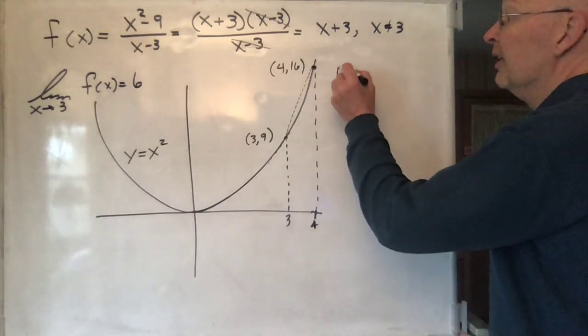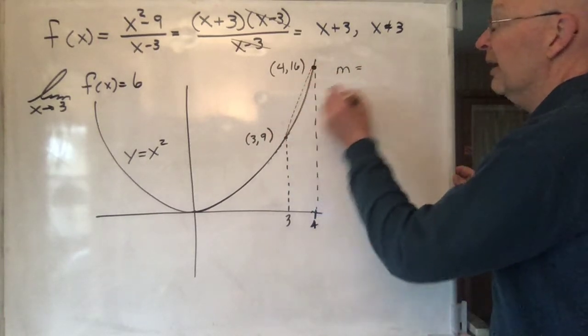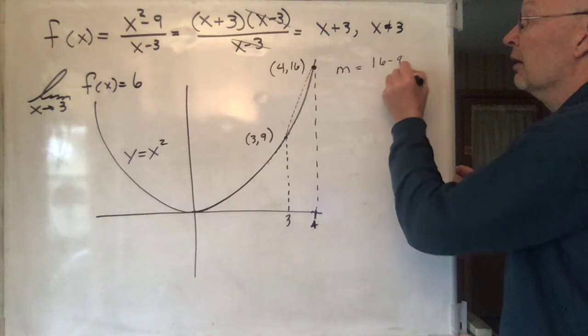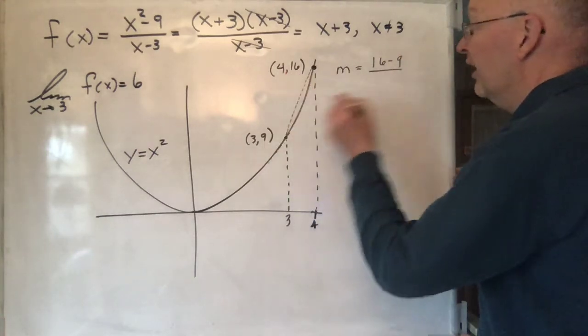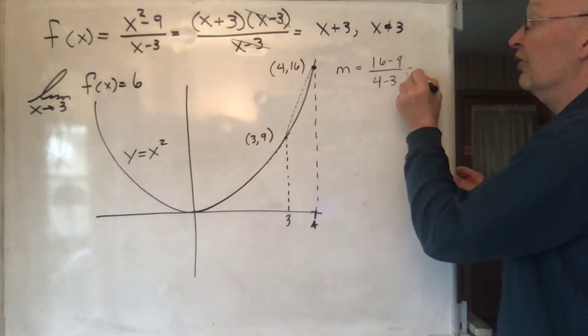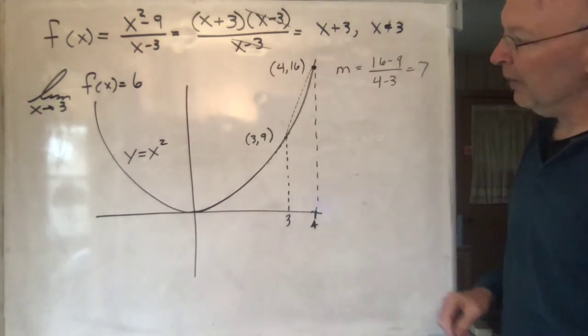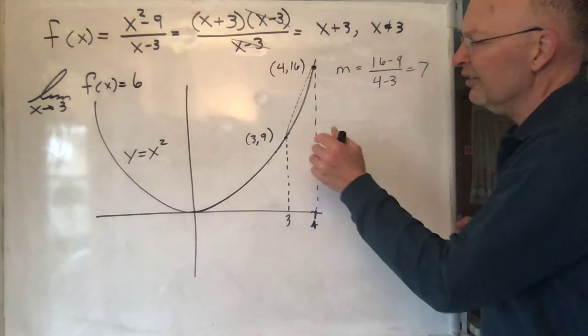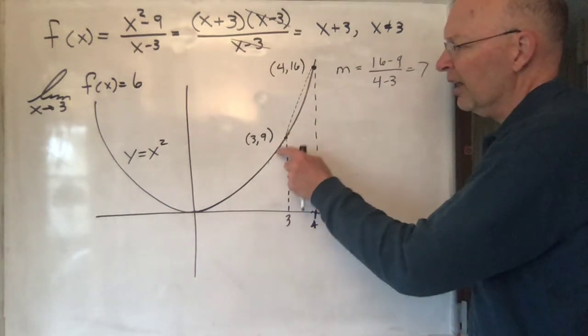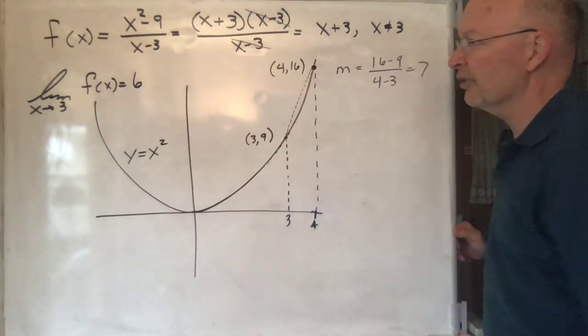What is it? It's going to be 16 minus 9 divided by 4 minus 3, which is 7. So the slope of the secant line is 7. And just by looking at it, you can see that that at least is going to be in the rough ballpark of the kind of slope that we're looking for at that tangent line.